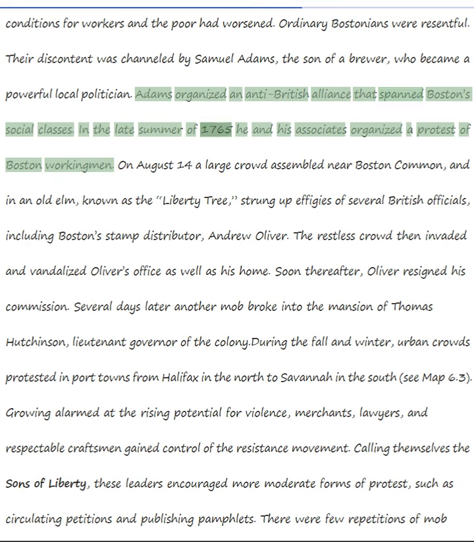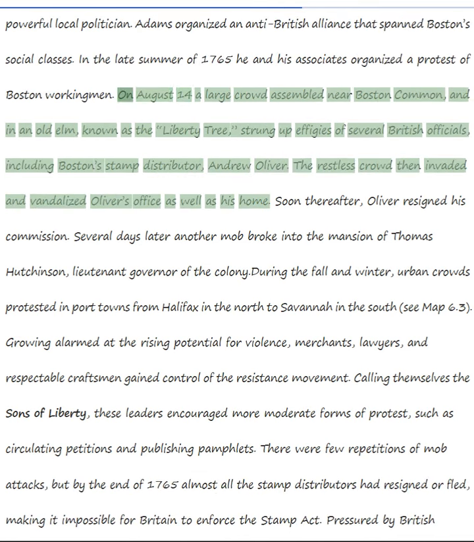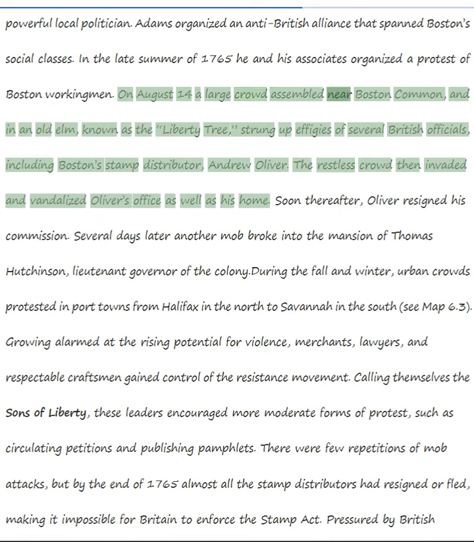In the late summer of 1765 he and his associates organized a protest of Boston workingmen. On August 14 a large crowd assembled near Boston Common, and in an old elm, known as the Liberty Tree, strung up effigies of several British officials, including Boston's stamp distributor, Andrew Oliver. The restless crowd then invaded and vandalized Oliver's office as well as his home.